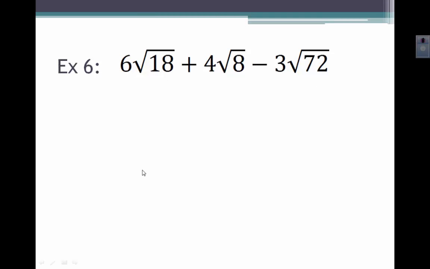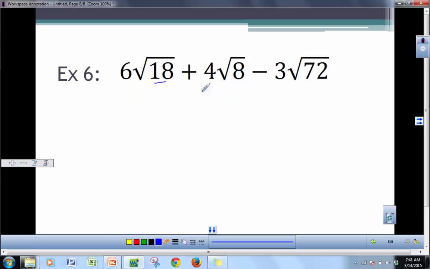Now in a problem like this, I'm adding 3 terms together. Notice none of them have like radicands. This one has an 18, this one has an 8, this one has a 72. So we cannot add these together in their current state. These also all have coefficients. What we're going to do in this case is we're going to simplify each radical and try to get a similar radical. Okay, so I'm going to do this on the side here in a different color.